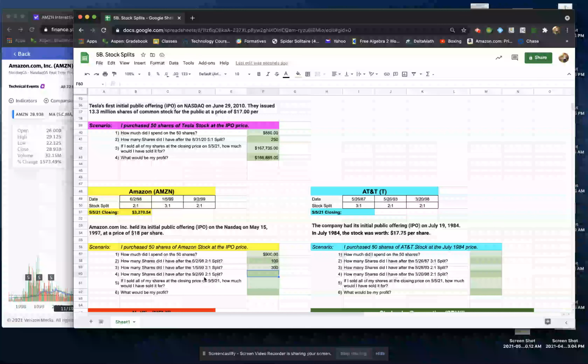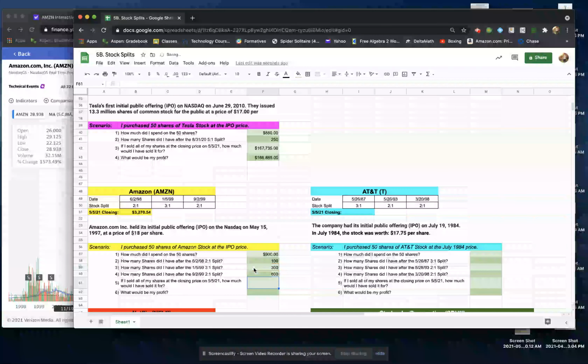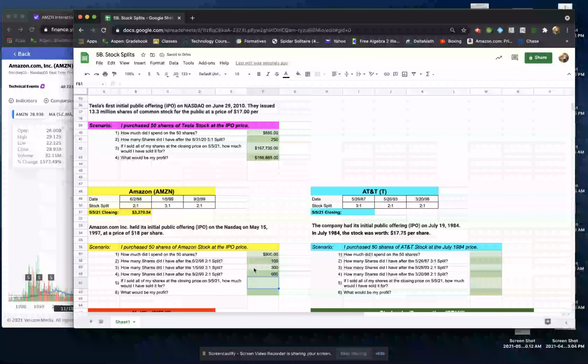They have another stock split. September 2nd, 1999, they do a 2-for-1. Well, guess what? My 300 shares, I'm going to click on that, times, it's a 2-for-1, so this time it's times 2, double, and now I have 600 shares of Amazon stock.